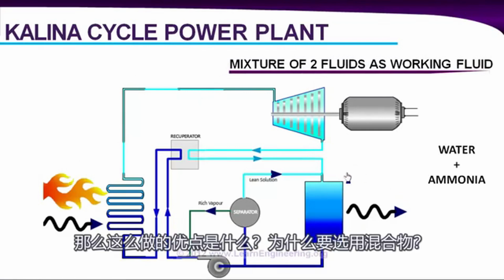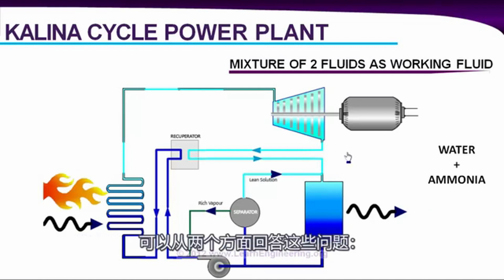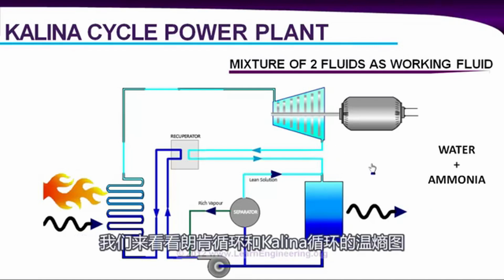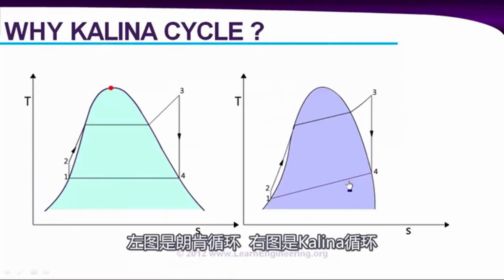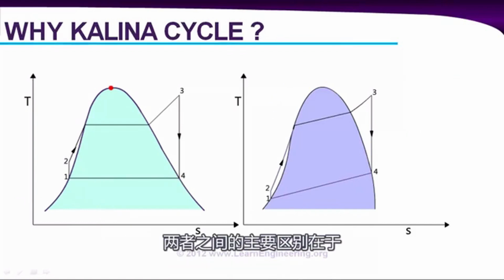So what's the advantage of this? Why should we use a mixture as a working fluid? To get the answer to this question, let's see the temperature-entropy diagram of a conventional cycle and a Kalina cycle. Here it is. The first one is a TS diagram for a conventional Rankine cycle, and this is the TS diagram for a Kalina cycle. Here you can notice a major difference between these two.